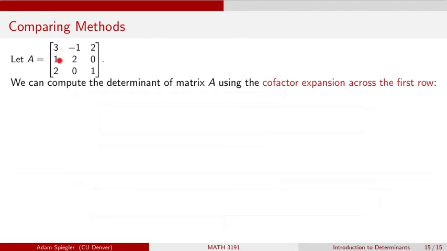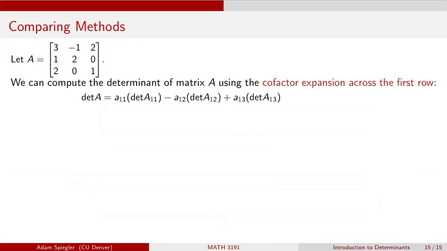Column 1 is 3, 1, 2. Column 2 is -1, 2, 0. And column 3 is 2, 0, 1. And we can compute the determinant of this matrix with a cofactor expansion across a row, as we've been doing. So when we first calculated this determinant, we chose to go across the very first row. So we fixed i equals 1, and that's what I've got shown in red in this formula.